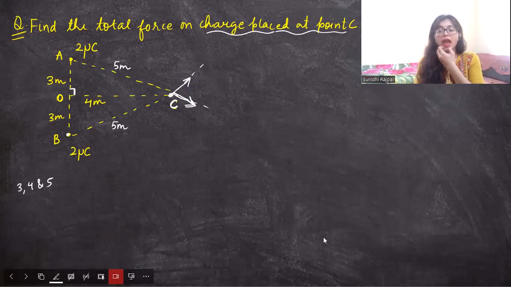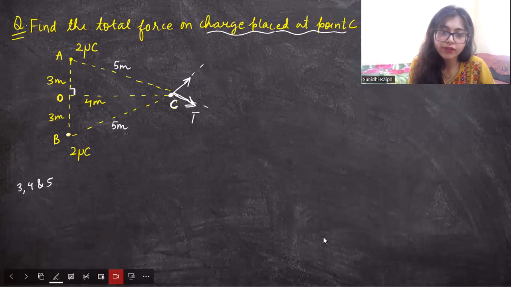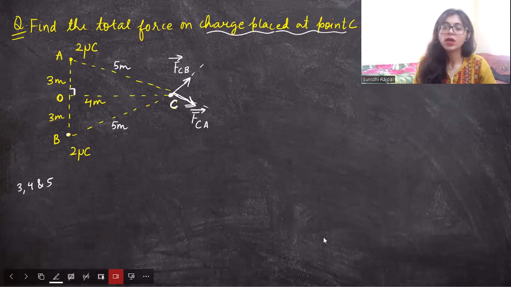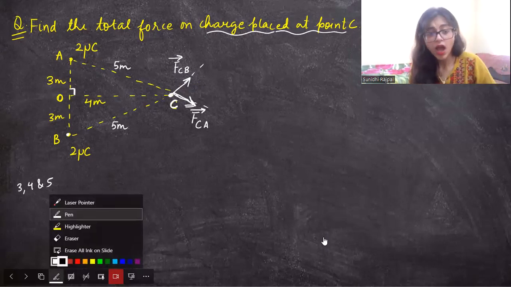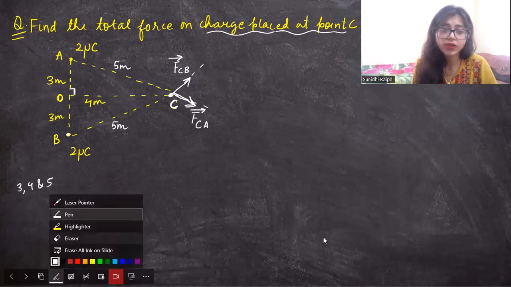Now I have to write force on C due to A and force on C due to B. And F is a vector quantity, so you have to put an arrow on top, right? Easy? Okay. Now what do you have to do?